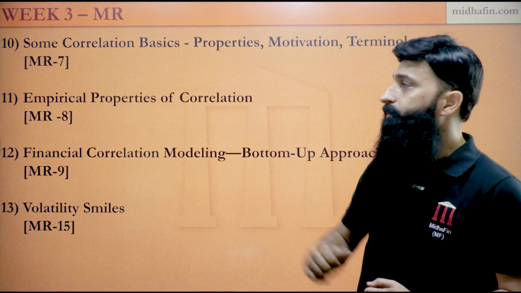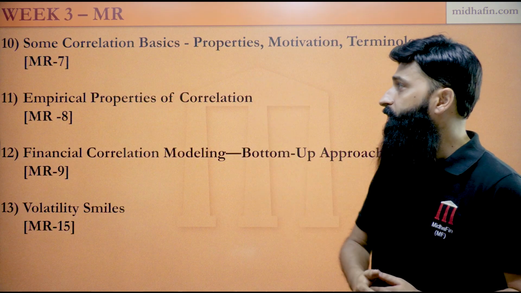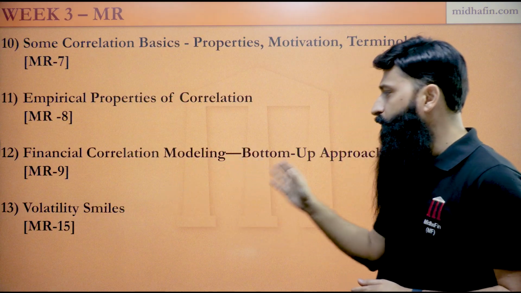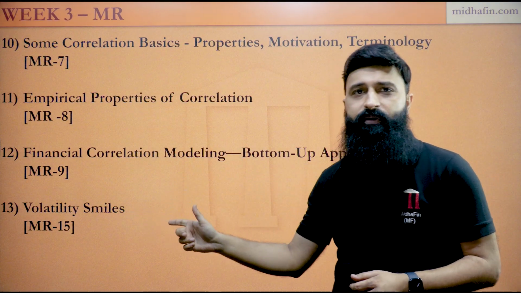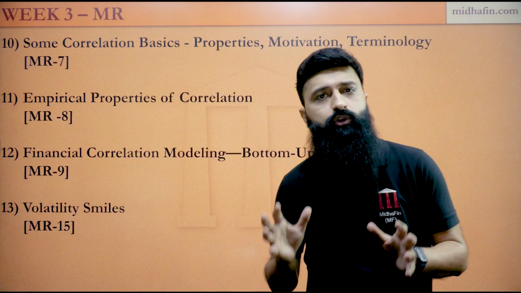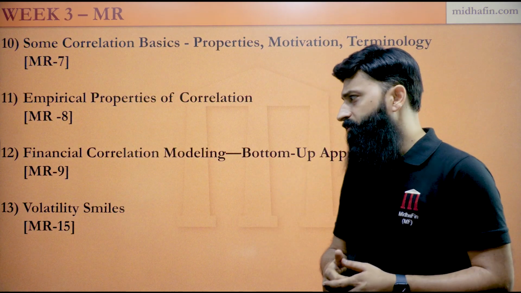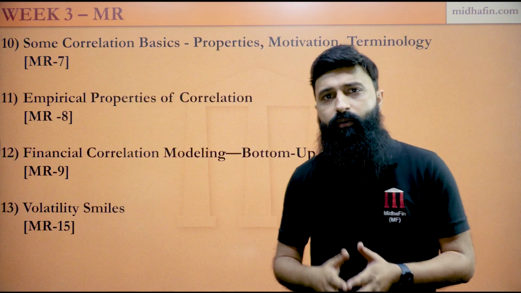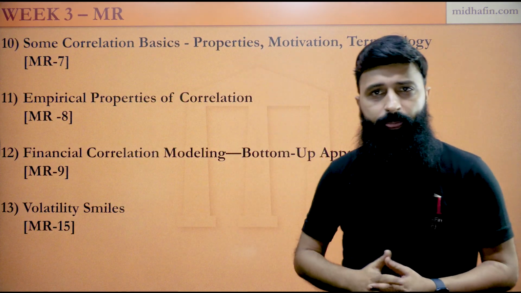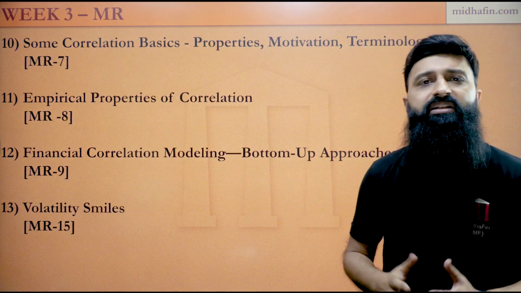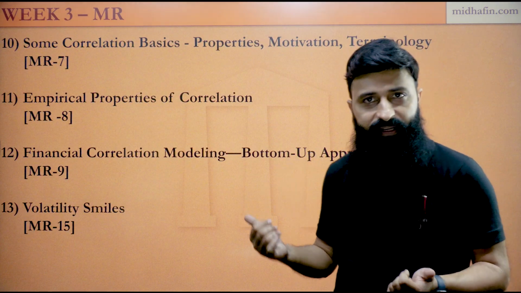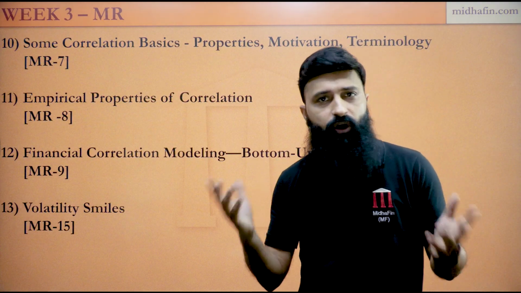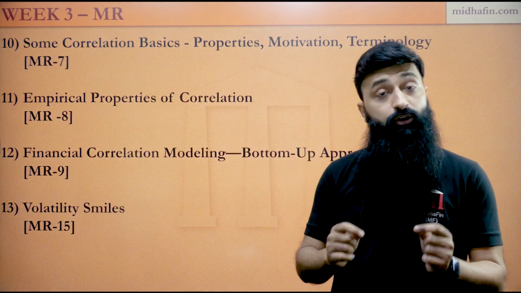First chapter, some correlation basics, properties, motivation, terminology, then empirical properties, then you have financial correlation modeling, bottom-up approaches, and this chapter, volatility smiles, has also been included, and this is maybe not very closely related, but it has also been included. Now, the first chapter, some correlation basics, will introduce the fundamental concepts of correlation, the properties of correlation, the terminologies used in different financial contexts, and it will cover financial correlation risk also.